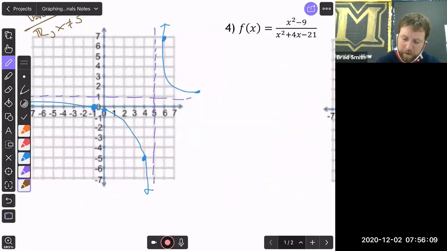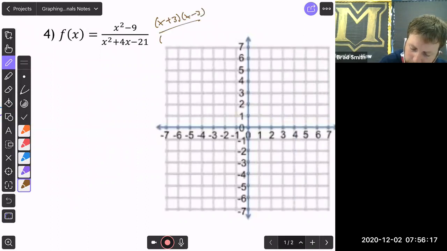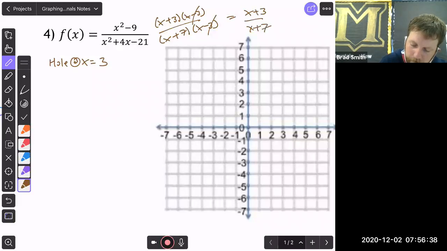The last one's bad. It's a little bit off the graph, but it's okay. So x plus 3, x minus 3, x plus 7, x minus 3. You've seen all these before. We did all these earlier. So those cancel, so I have a 0. I have a hole at x equals 3. So I got a vertical asymptote at x equals -7. Horizontal asymptote at y equals 1.